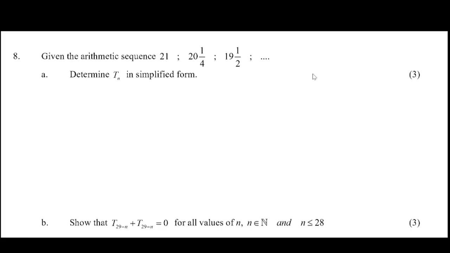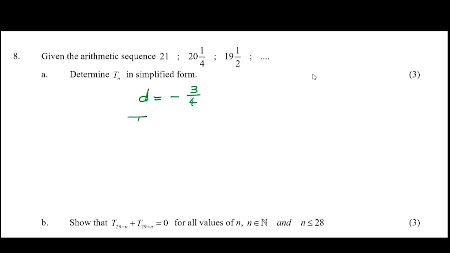Last lesson on sequences and series, and we're going to finish off this combined, cumulative revision exercise. This one asks us to find Tn in simplified form. Well, if we go that minus that, we get minus 3/4, and if we go that minus that, we get minus 3/4. So in fact, this is an arithmetic sequence with d equals minus 3/4.